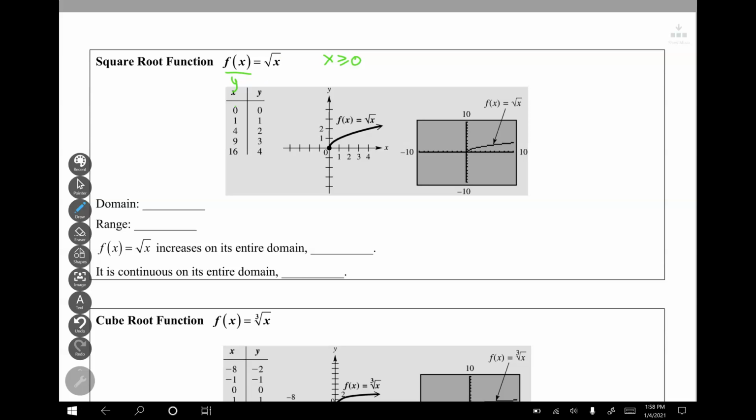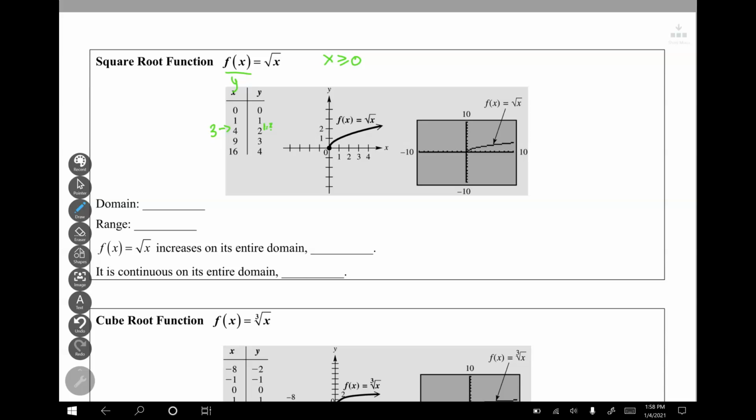So look at your table. The square root of 0 is 0. The square root of 1 is 1. The square root of 4 is 2. The square root of 9 is 3. The square root of 16 is 4. Now, whoever made this table was being very smart about it, because let's say you tried to put in an x value of 3. Well, I don't know what the square root of 3 is. I know it's 1 point something there. So then I can't get the exact y value.